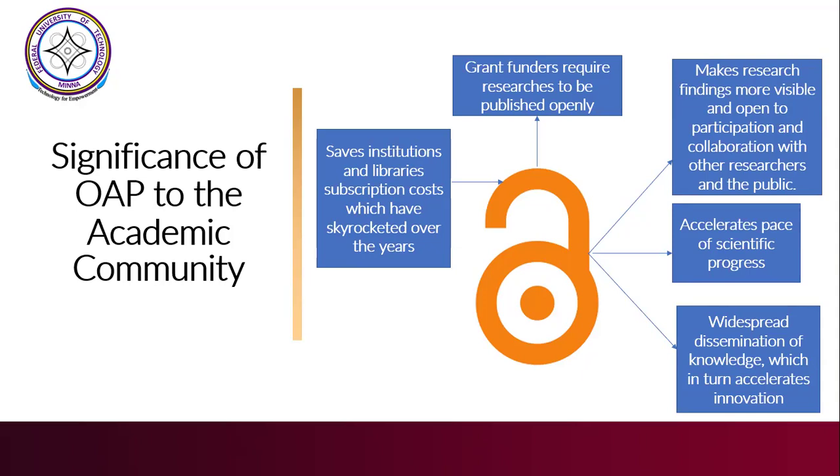It also makes research findings more visible and open to participation. And in fact, I think this is usually the first benefit for researchers: your research is very visible. People see it and can collaborate with you. Now, not just researchers but the public, which is where the research ecosystem is tending to now. Research findings should not only circulate just within researchers. We want to get it to the public. Research findings should inform public policies, should inform projects, and come up with innovative programs that will benefit the public. So this is one of its significance to the academic community.